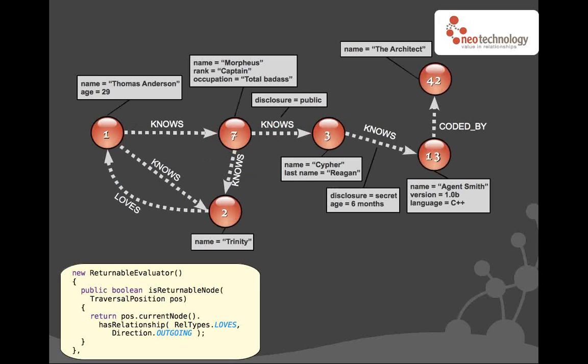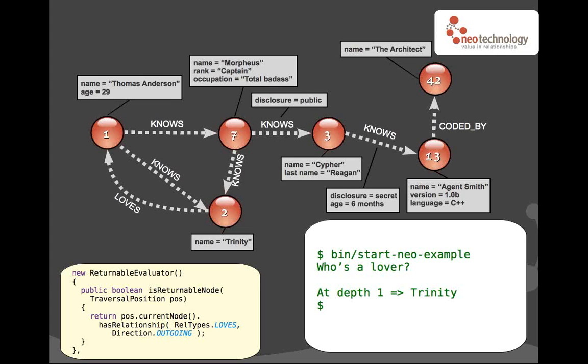So in this case, we're going to start at 1, and we're not going to return 1 because the return evaluator will not return true in this instance. Why not? Well, number 1 actually has a relationship of the loves type, but it's not in the outgoing direction. It's in the incoming direction. So as it goes on and keeps traversing and visits 7, the returnable evaluator will return false because there are no relationships of the loves type. But as it visits number 2, it will be true, and number 2 will be returned out of the evaluator. I'm sorry, out of the traverser. So the example here is pretty straightforward. It's going to be Trinity.